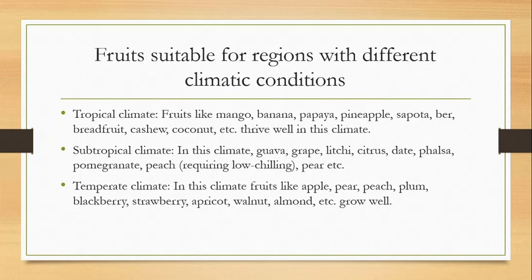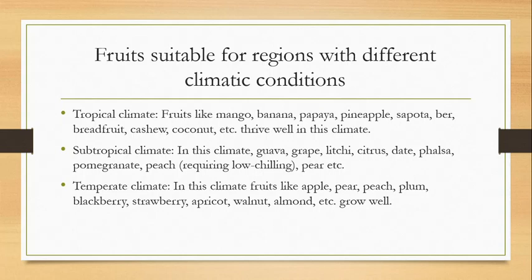Now, there are various types of fruits which are suitable for different climatic regions, and these are categorized as follows. Number one is tropical climate. Tropical climate includes fruits such as mango, banana, papaya, pineapple, pear, cashew, coconut, etc. They can thrive well in the tropical climate.